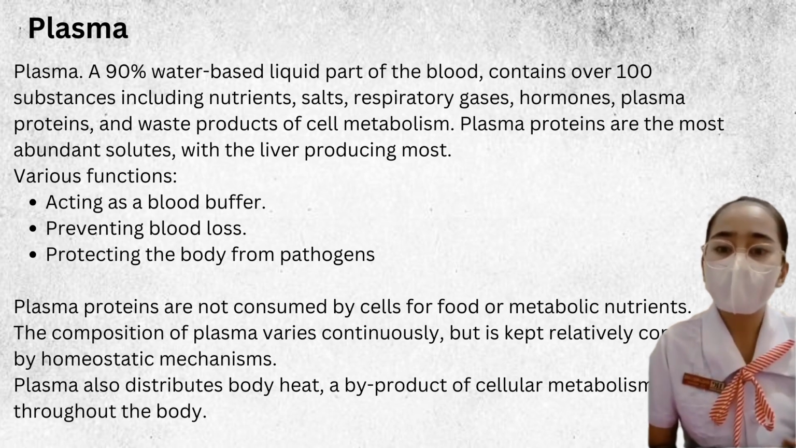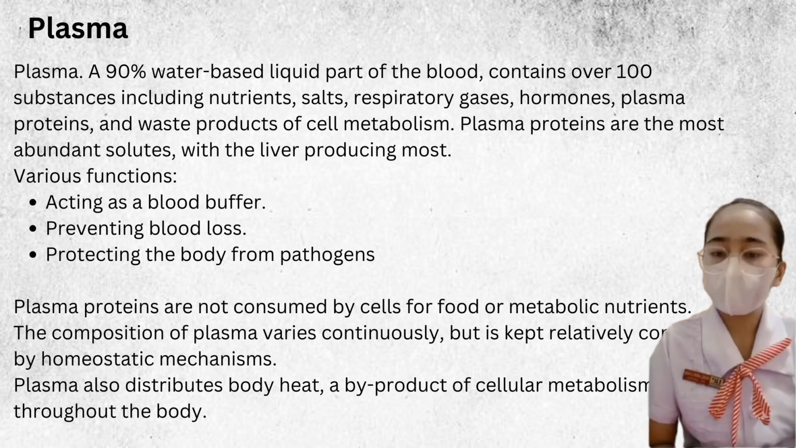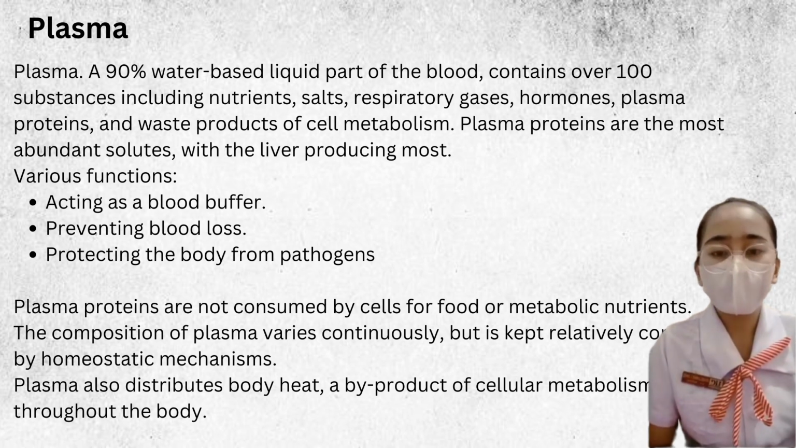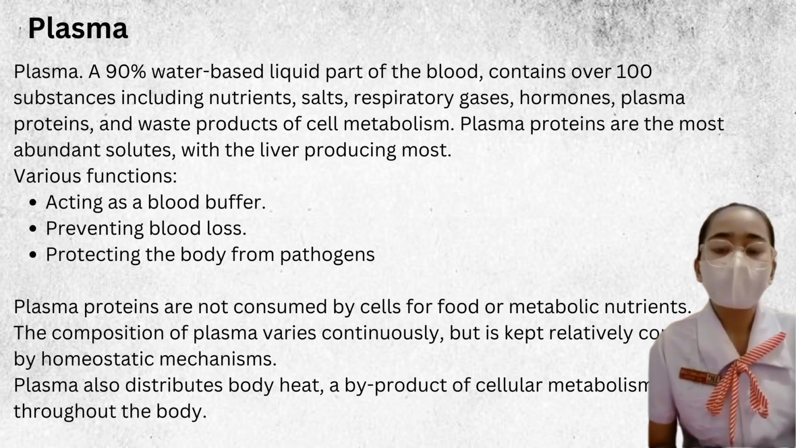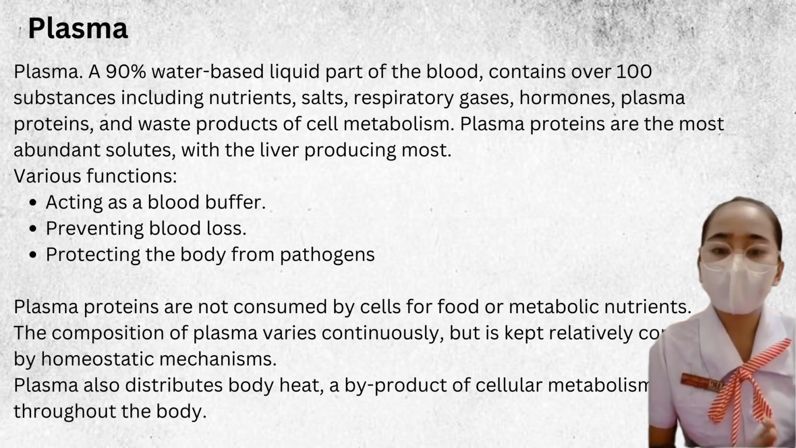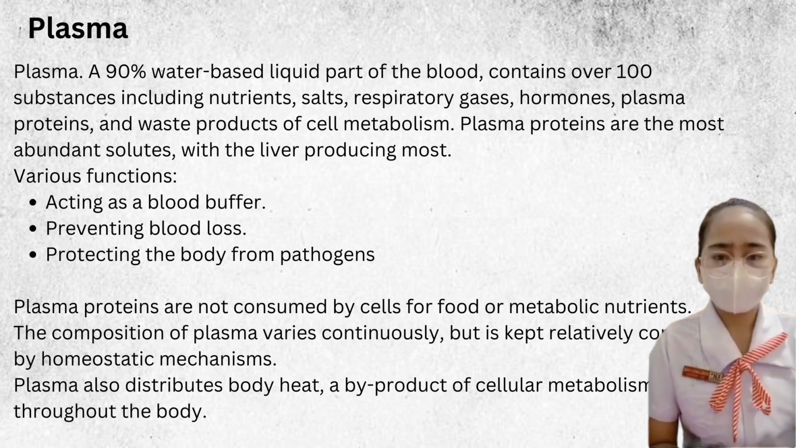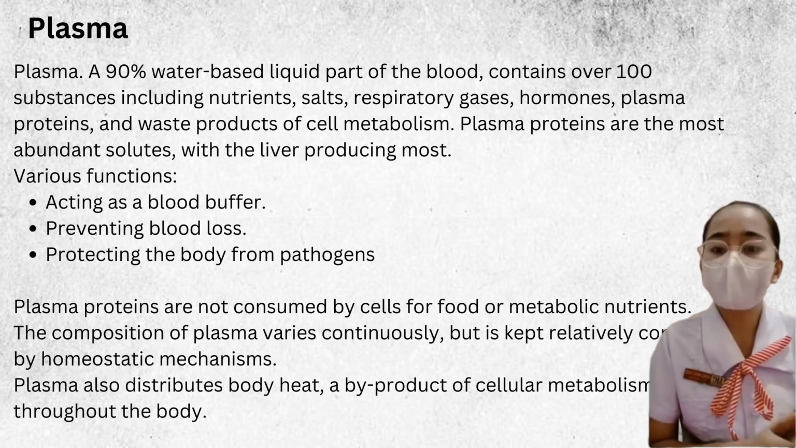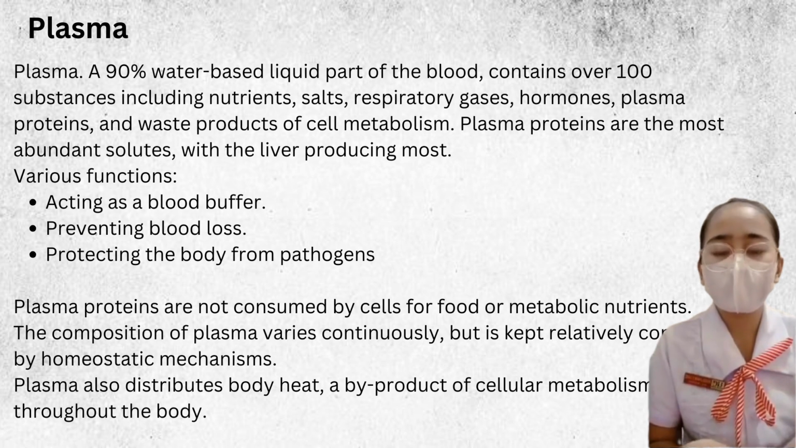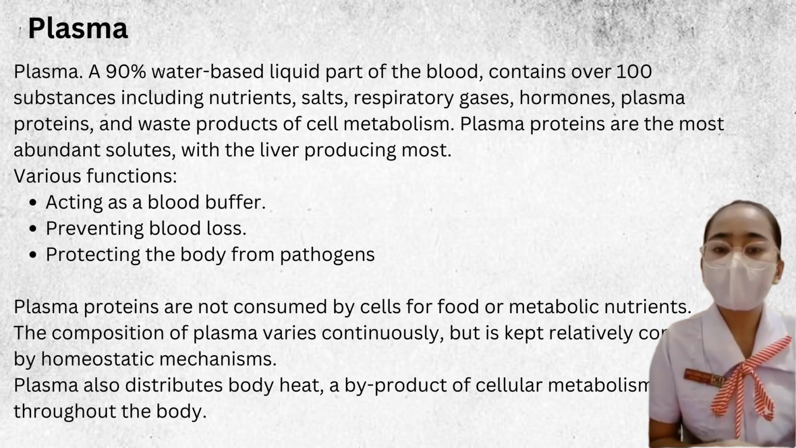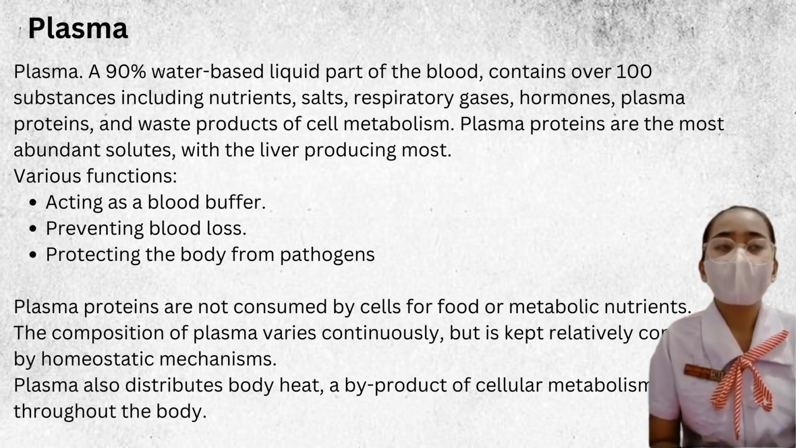Hormones such as insulin, corticosteroids, and thyroxine are secreted into the blood by the endocrine system. Plasma concentrations of hormones must be carefully regulated for good health. We also have nitrogenous waste transported to the kidneys for excretion, which increases markedly with renal failure.